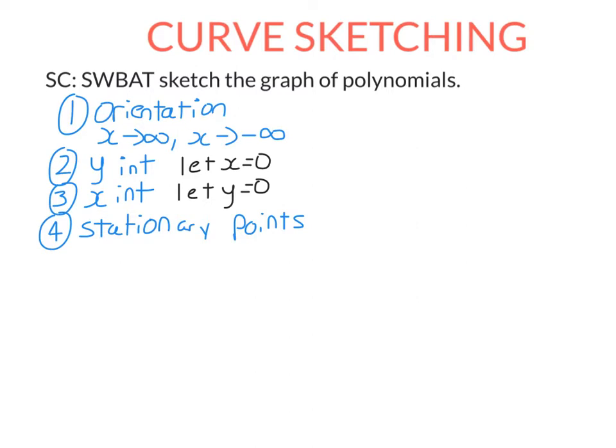Firstly, look at the orientation, and by that I mean look at what happens as x gets larger, more and more positive, and more negative. Secondly, find the y-intercept by letting x equal 0. That's really easy. The x-intercept by letting y equal 0 takes a bit of work, and the stationary points also take a bit of work.